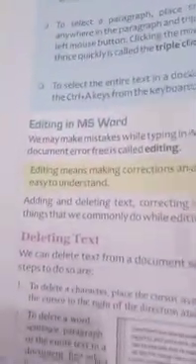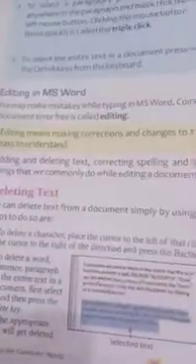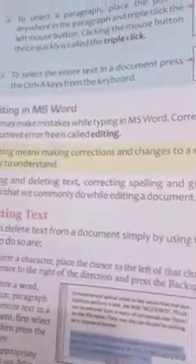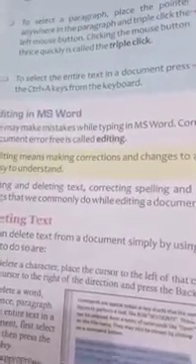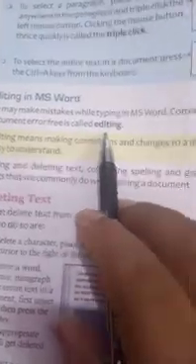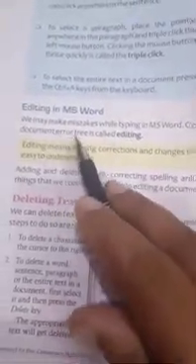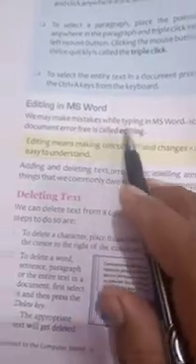Editing in text. We make many mistakes while typing in MS Word. Correcting these mistakes and making the document error free is called editing. Students, when we are typing in MS Word, there are general mistakes we make. Correcting these mistakes is known as editing. Correcting these mistakes and making our document error free, this is called editing.